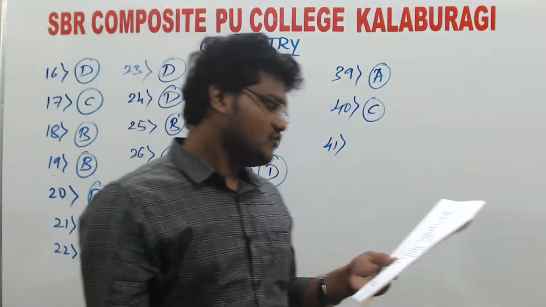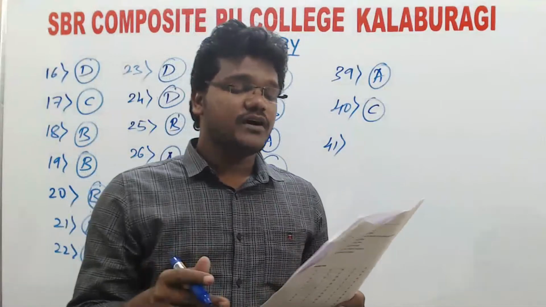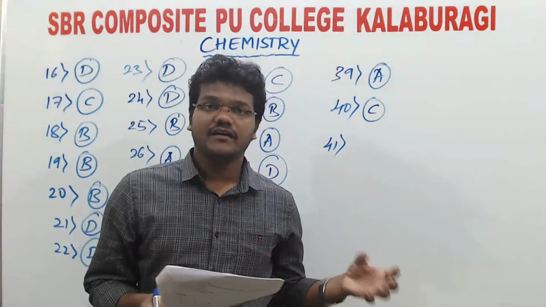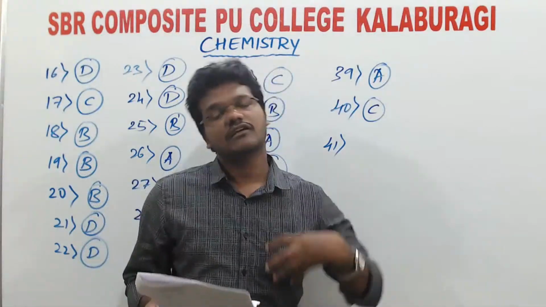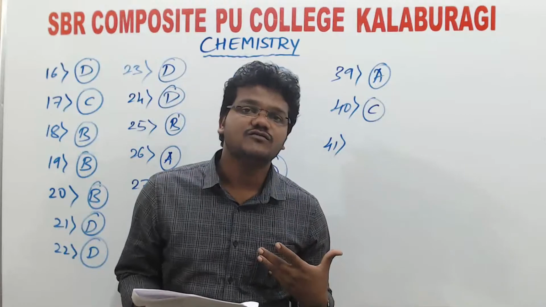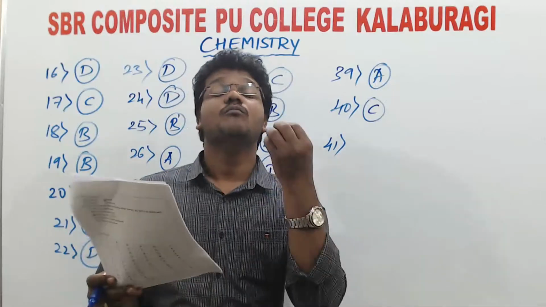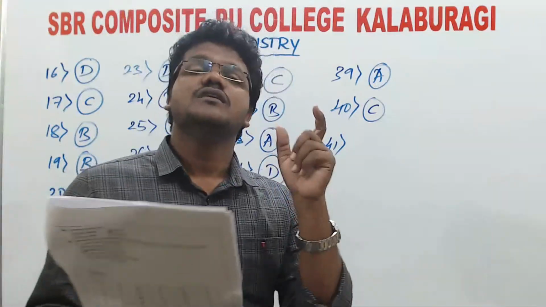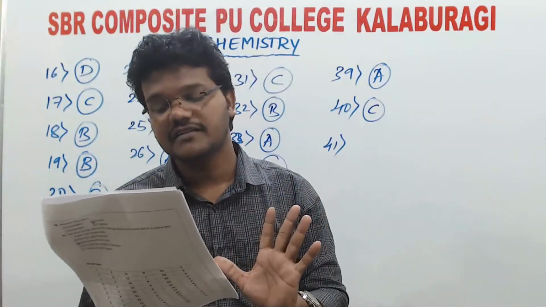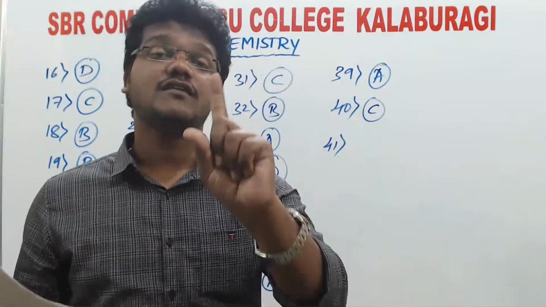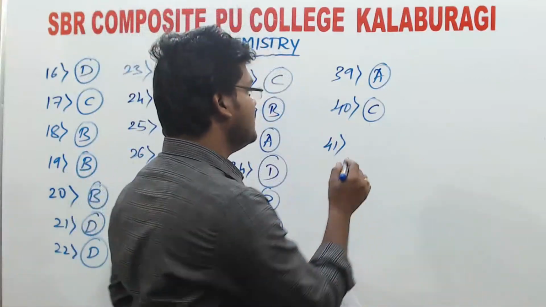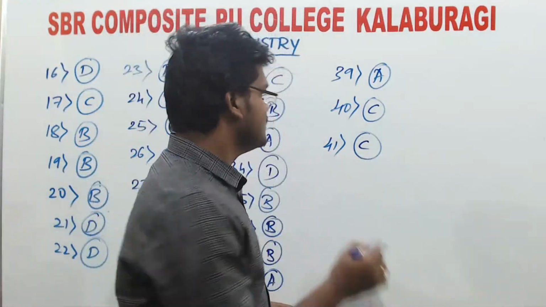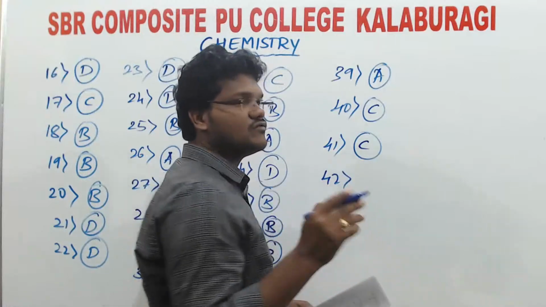Correct. So let's go for 41. Aromatic compounds burn with sooty flame because, yes, we know that. To identify aromatic compounds, they are to be burnt, and they will burn with a sooty flame. Why will they burn with a sooty flame? Obviously, they have more carbon in them. That is why aromatic compounds burn with what? Sooty flame. So which option is correct? They have a relatively high percentage of carbon. That is nothing but my option C. 41 is C.